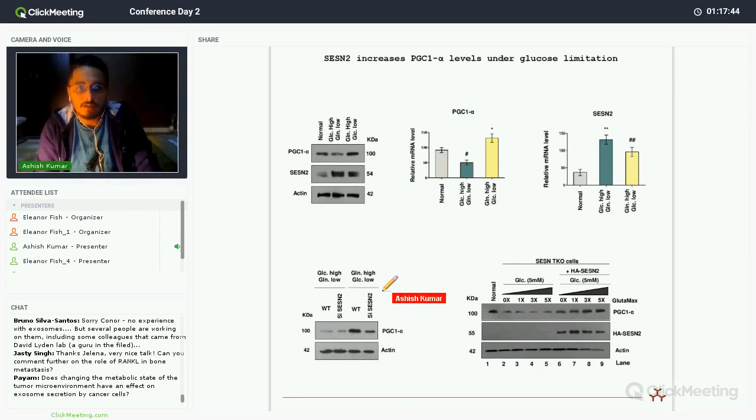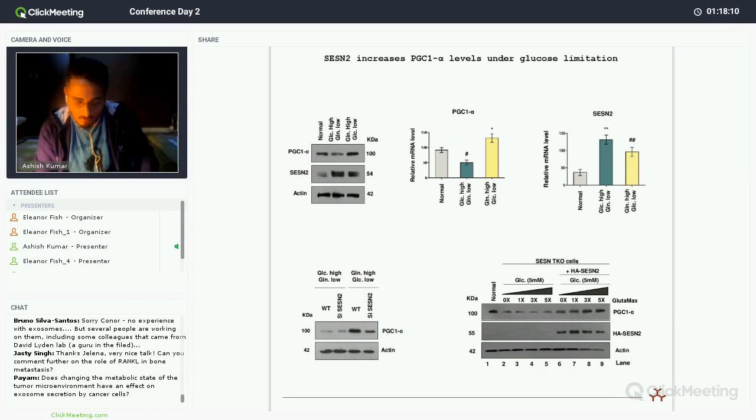So to figure out whether the effect of Sestrin is specific, what is the effect of Sestrin under glucose high or glutamine high condition as far as levels of PGC1 alpha is concerned, we knocked down Sestrin under both of these conditions. And we found that the decline in PGC1 alpha in response to Sestrin knockdown was specific to the condition where we have cultured the cells with high glutamine and low glucose media.